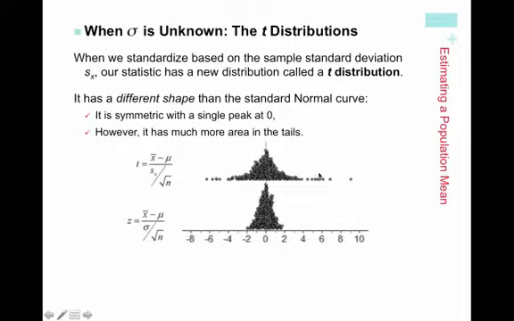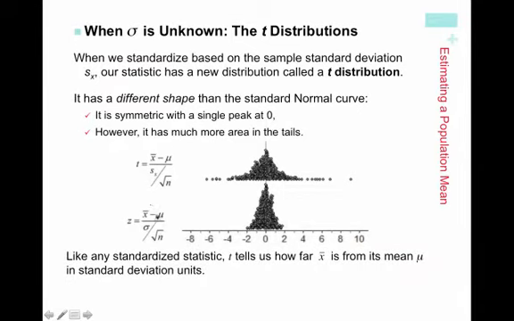Here is our t distribution. Here is our normal distribution. Notice the symmetry. Notice the peak is still in the middle, but there's a lot more out here on the fringes, out to the tail ends of this distribution.